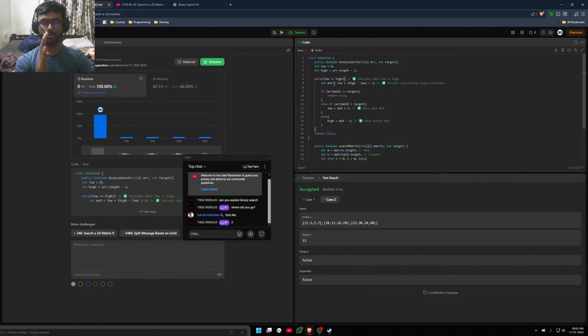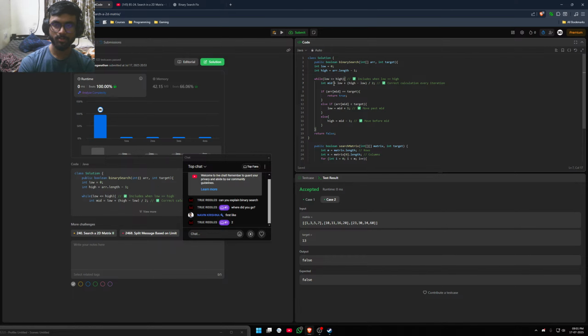Once we calculate the mid of the array, we have the low, the high and the mid, all three points. Now we check the conditions. The mid element is the important part in binary search. If array of mid is equal to target, meaning the mid element is the target, we directly return true. We don't even have to check the other things.